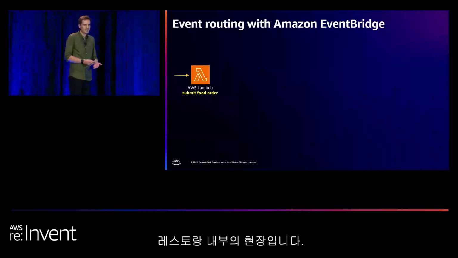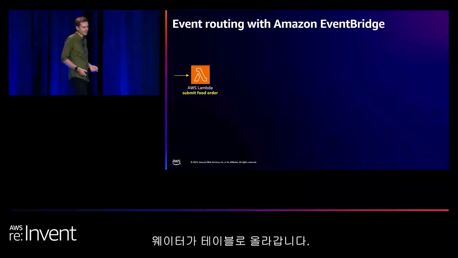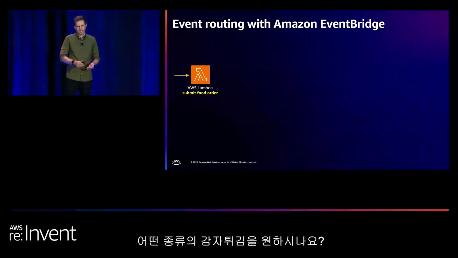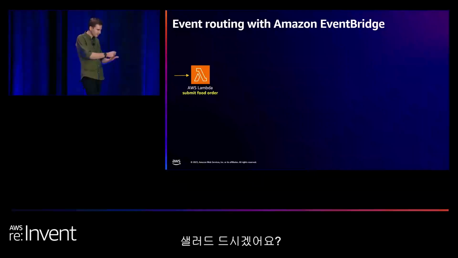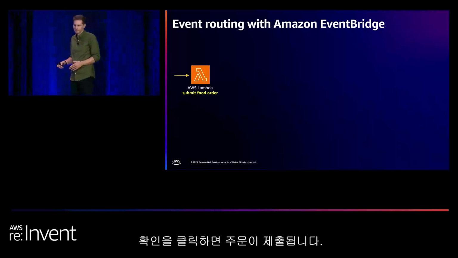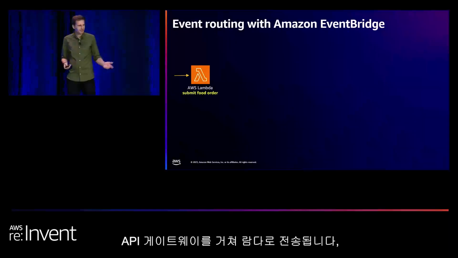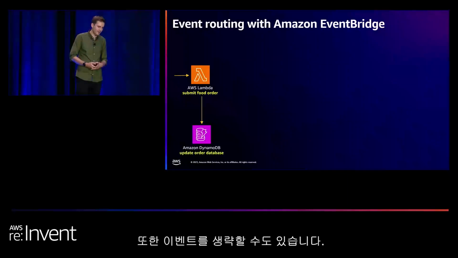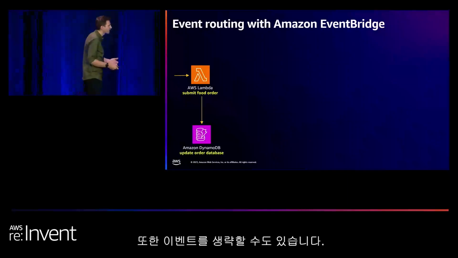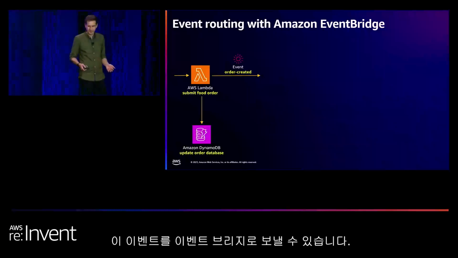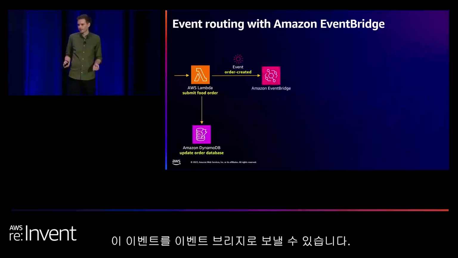So let's look at another example now. This is for actually taking orders on site inside the restaurant. The waiting staff will go up to the table with their mobile device and take the table's order. What type of fries would you like? Would you like salad? Once they click OK, it will submit the order through to API Gateway, through to Lambda, and store it inside the DynamoDB table. And what we can also do is emit an event. An event has happened: an order has been created. And we can send this event to EventBridge.